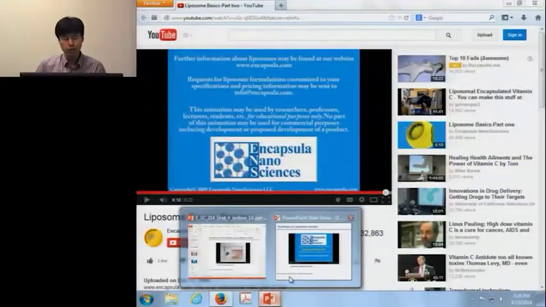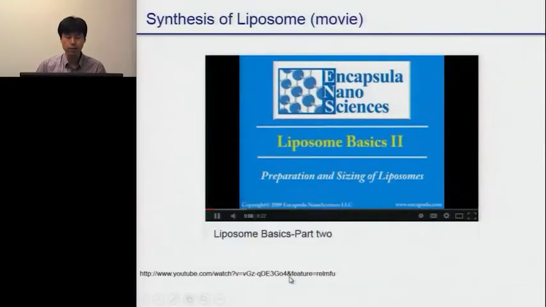Unlike gold nanoparticle synthesis, these liposome nanoparticles, when first dried, become a film, and then as we apply another kind of solution and heat it up, those films become nanoparticles. So that is the big difference between the liposome and the gold nanoparticle: its size distribution is much wider for the liposome nanoparticle.